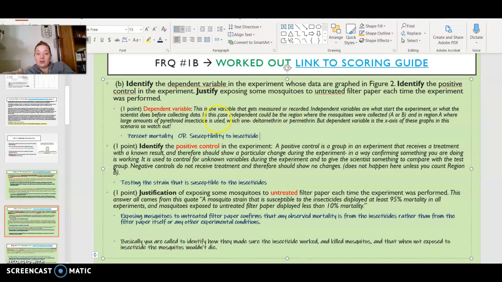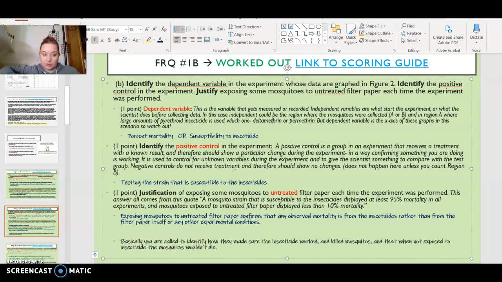If you were looking for an independent variable in this one, it would have been which insecticide you are using, which region you are in, what time of year, or what point the data was collected. There's a lot of field test study data, but the only thing they're recording dependent upon that is did the mosquitoes die, what percent of them died. Identify the positive control in the experiment.